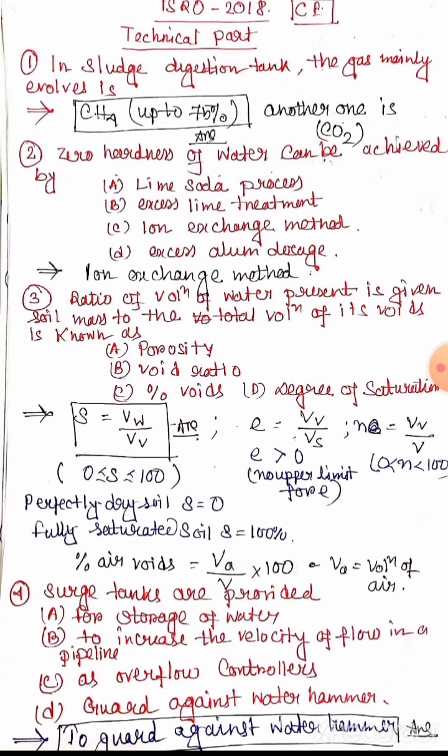Next question. Surge tanks are provided for storage of water, to increase the velocity of flow in a pipeline, as overflow controllers, or to guard against water hammer. The correct answer for this question is to guard against water hammer. A surge tank is a storage reservoir at the downstream end of the closed aqueduct. There are three cases in water hammer in pipes. The first case is gradual closure of valve, the second is sudden closure of valve with the pipe rigid, and number 3 is sudden closure of valve with the pipe elastic.